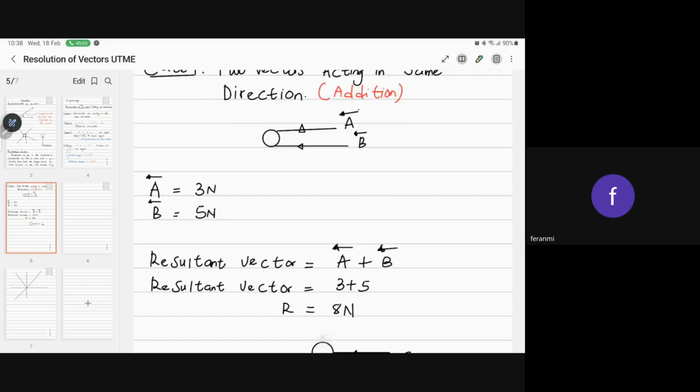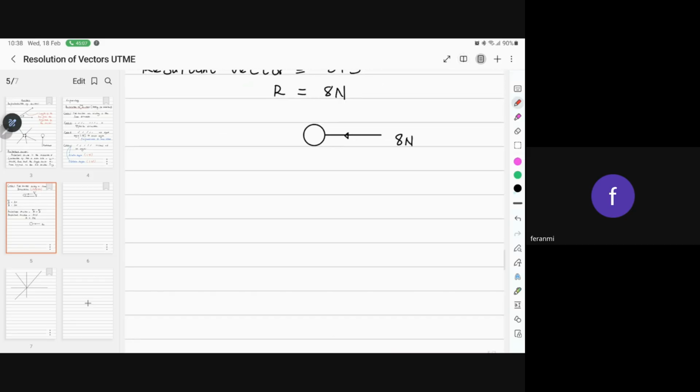Now, case two is when two vectors are acting in opposite directions. Not different, opposite direction. Case two: vectors acting in opposite direction.